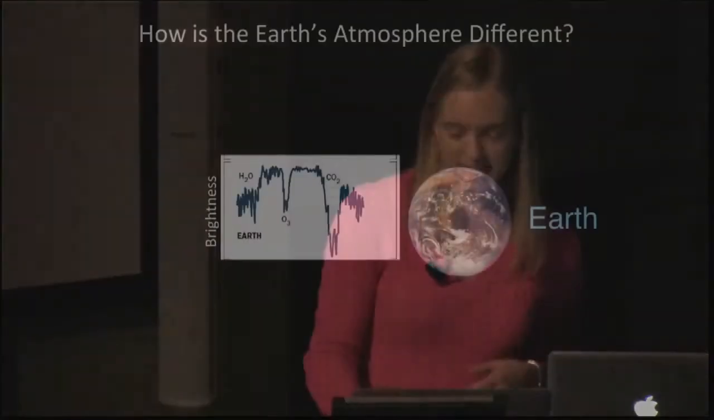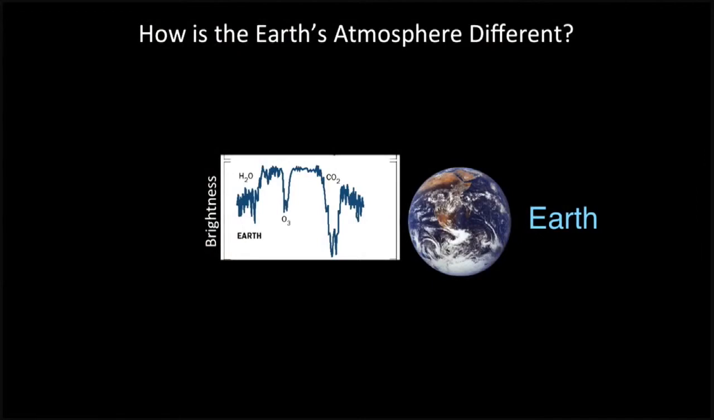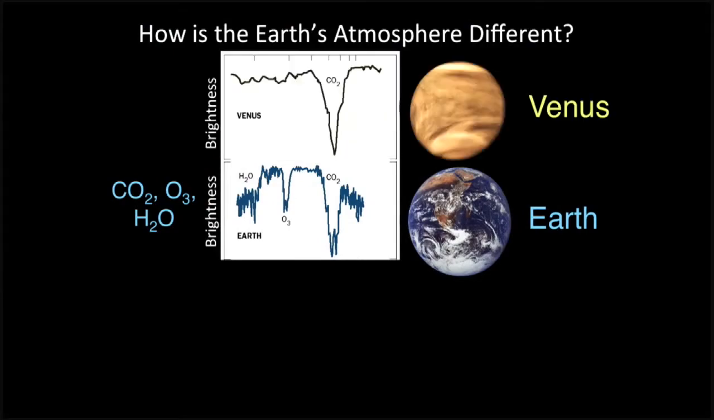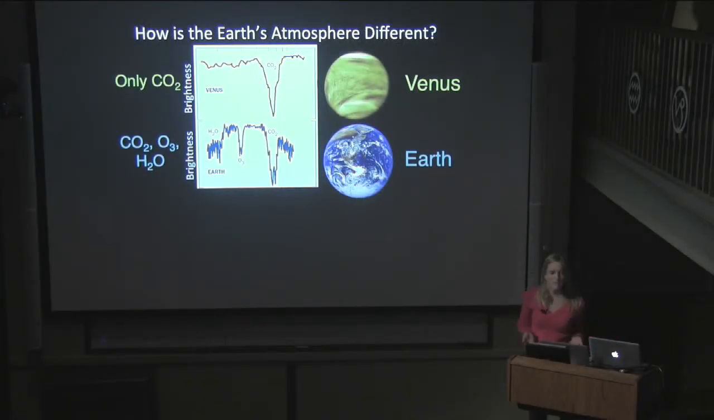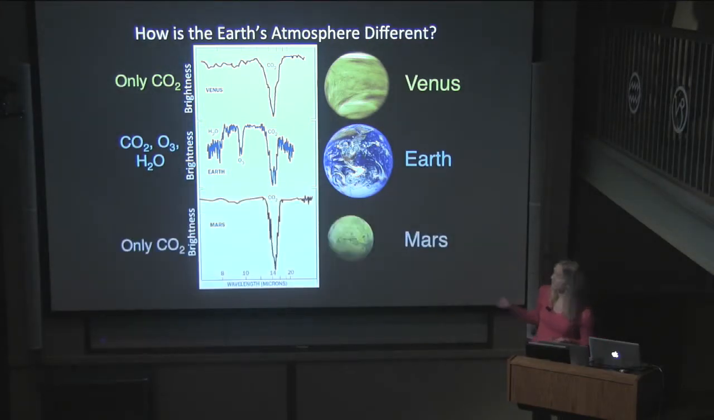Another thing you can do to test your ability to differentiate between worlds with life and worlds without life is to compare what you see in the atmosphere of the Earth to the atmospheres of other planets in our solar system. In this case, for the Earth, if you look at a plot of how bright the Earth appears to be versus the color of light, you can see little dips corresponding to ozone and water and carbon dioxide. However, if you were to make this plot for Venus, you would just see a dip for carbon dioxide. No ozone, no water. The same thing is true for Mars.